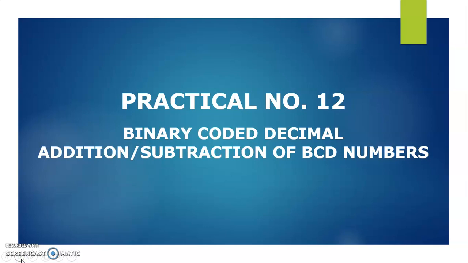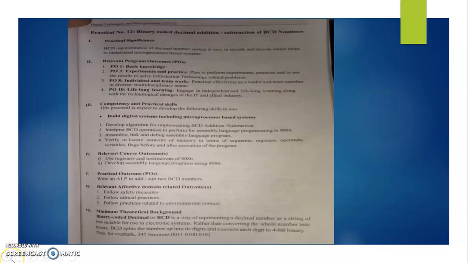Practical number 12. In practical number 12, we have binary coded decimal, addition and subtraction of a BCD number. Next we will see the BCD representation of decimal number system is easy to encode and decode, which helps to understand the microprocessor based system. So what is a binary coded decimal?